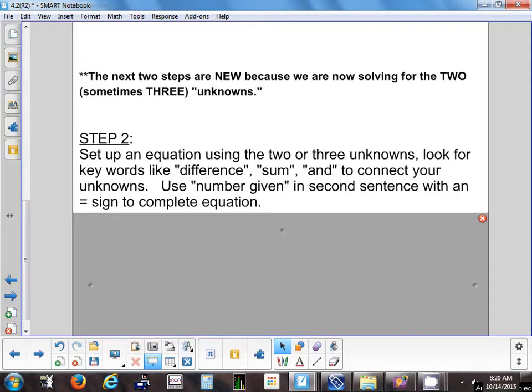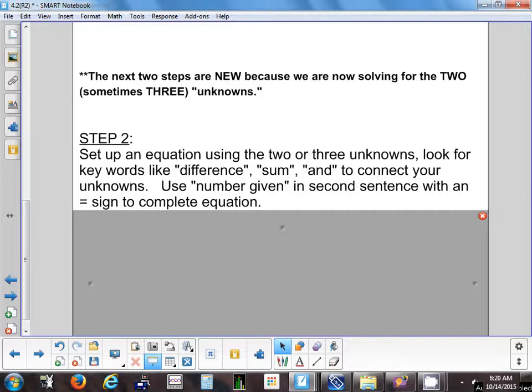Step 2. I know it's kind of written long, but once we start going over it, it'll make more sense. All right, so step 2, we're going to set up an equation. Those 2 unknowns that we set up, one will be the single variable, one could be x minus 5, whatever it is. We're going to set up an equation using the 2 or 3 unknowns that we did in that first box.